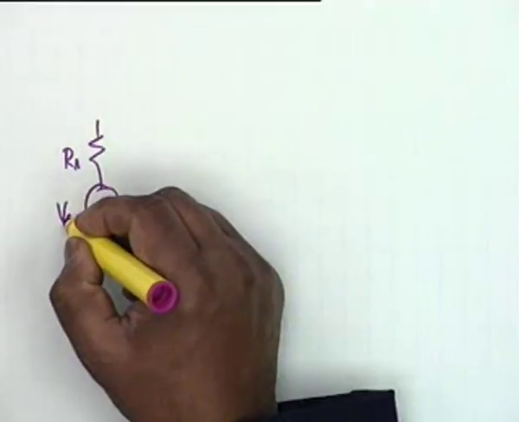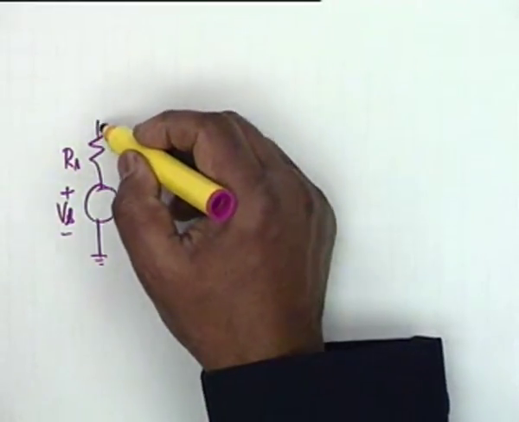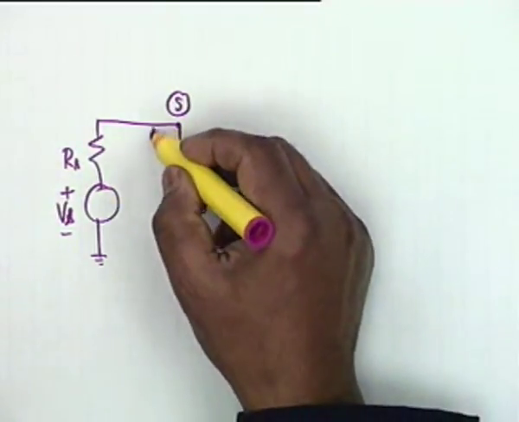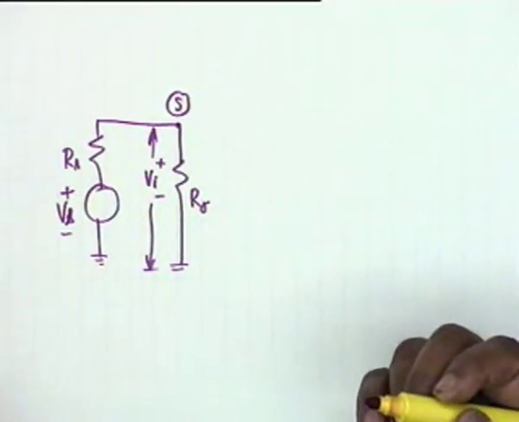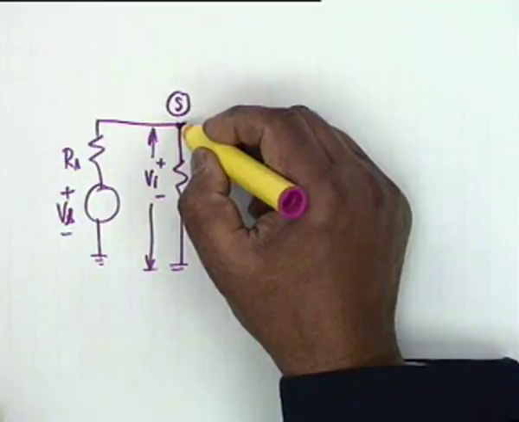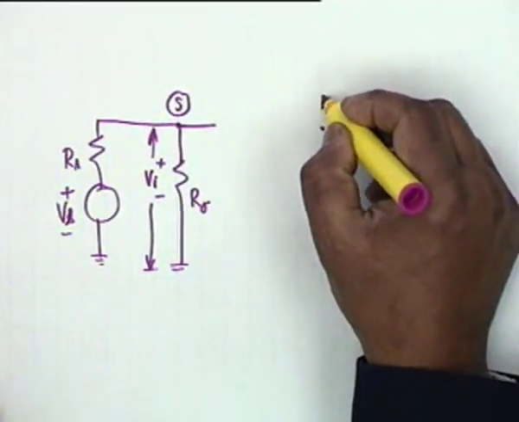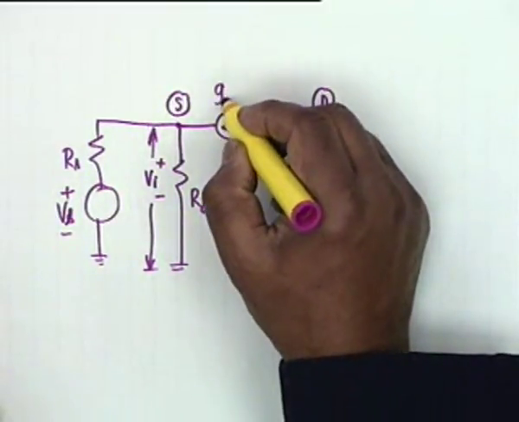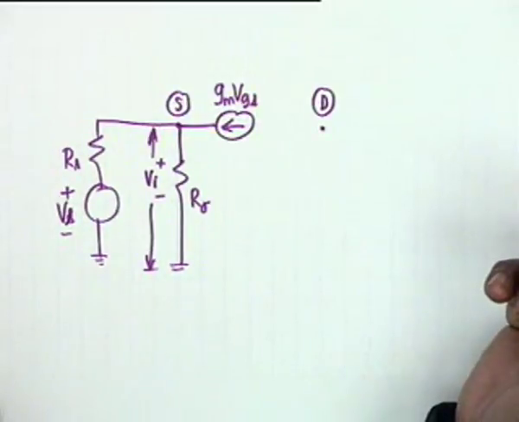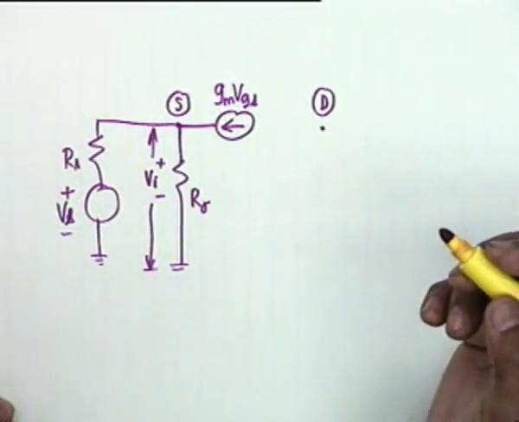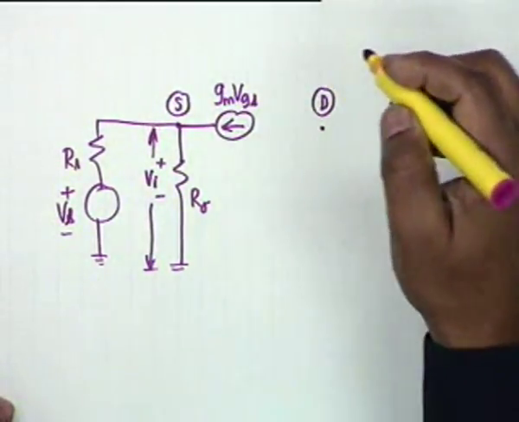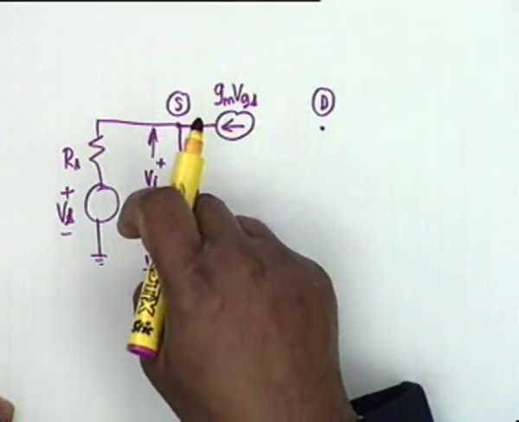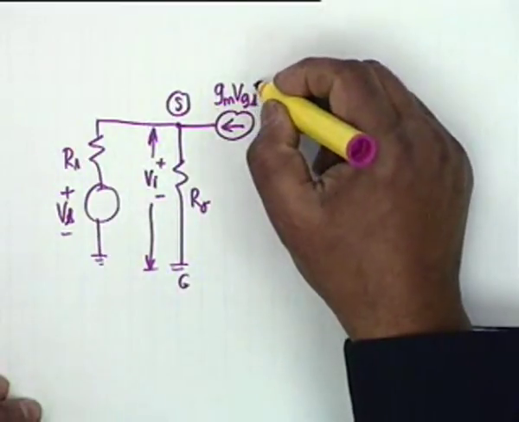We have RS, Vs, the AC equivalent circuit. Then you have the source node from which you have an R sigma, and this voltage is Vi. From the drain to the source, the gate is common, the gate is grounded. From the drain to the source, you have the gm VGS. What is VGS equal to? Minus Vi. Is that clear? This is the gate, G. So VGS is from this point to this point, which is of opposite polarity to Vi, but magnitude is the same. So I can write this as minus gm Vi.